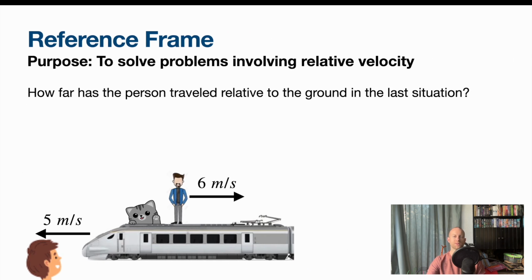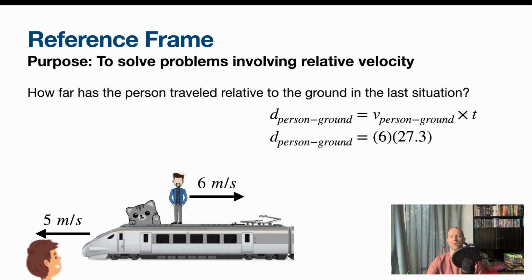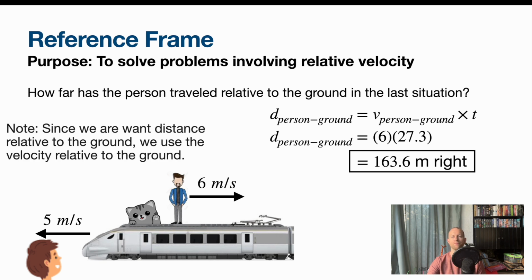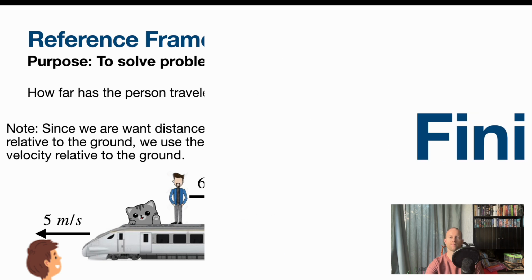Now let's look at the travel distance relative to the ground. So same equation, except we're relative to the ground instead of the train. And we have all that info. We have the new time. Plug that in. So the person on the ground observes that the person on the train is going 163.6 meters to the right. Again, note, since we want the distance relative to the ground, we use the velocity relative to the ground. There you go.